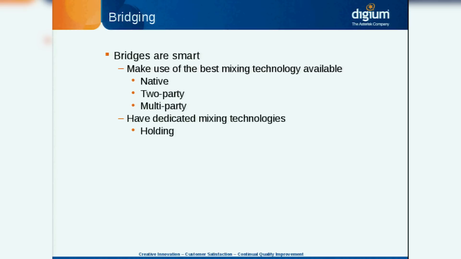Bridges are smart. They make use of the best mixing technology available. As channels join a bridge, they may start off in a native bridge where the RTP, if it's SIP channels, are directly going back and forth between the devices. But they can also be changed as the conditions in Asterisk change. If you do an ad hoc multi-party bridge, it'll change out the mixing technology to a soft mix mixing technology, the same mixing technology currently used by ConfBridge.